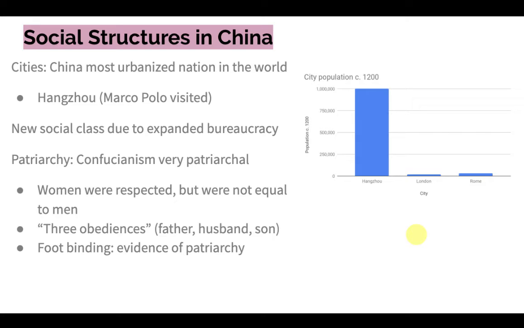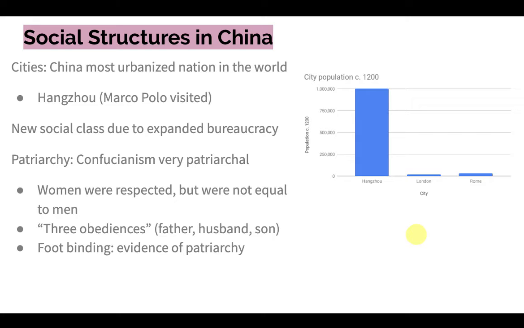All this economic activity led to urbanization, or an increasing percentage of the population living in cities, as people moved there to trade, work, and seek social advancement. During the Song dynasty, China contained several cities of over 100,000 people. If you see on the graph here, that's a huge contrast to some of the cities in Europe.